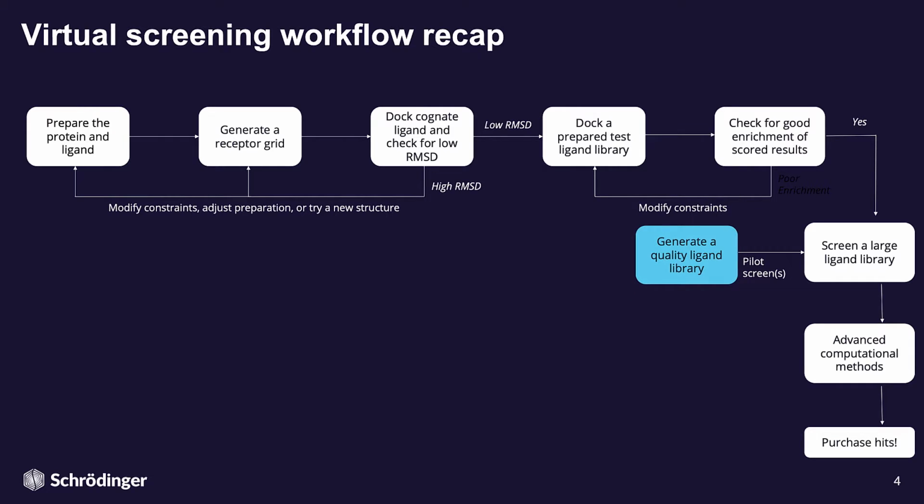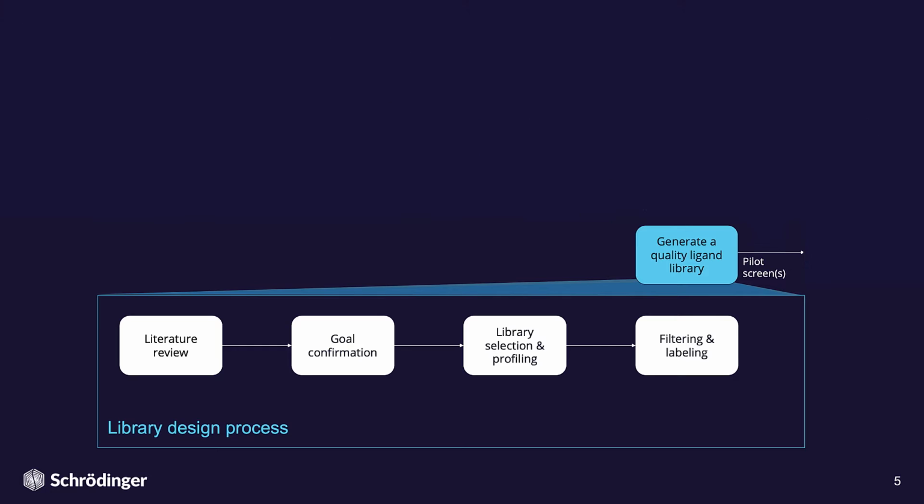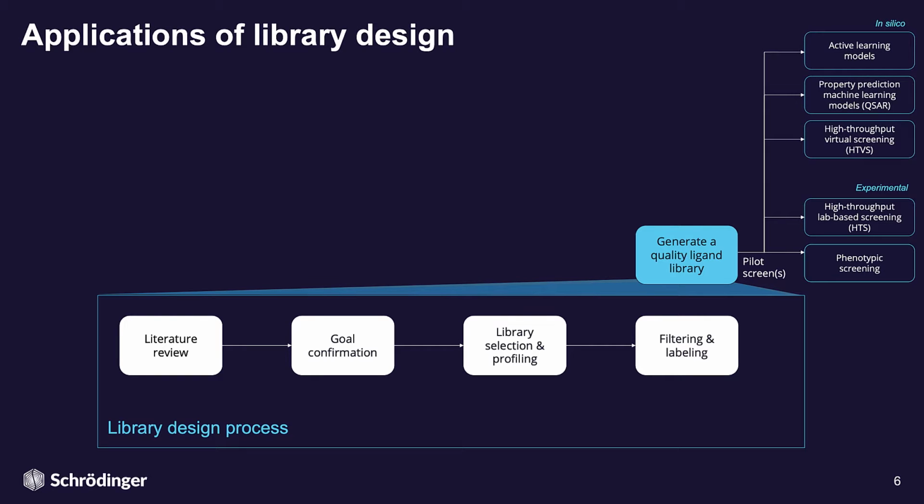Library design involves selecting and filtering ligand libraries to maximize their relevance and quality for screening campaigns. The Schrödinger Therapeutics Group outlines 4 key stages of library design: literature review, goal confirmation, library selection and profiling, and filtering and labeling. Library design isn't limited to its use in preparing ligands for high-throughput virtual screening.